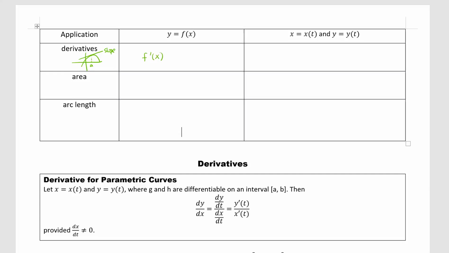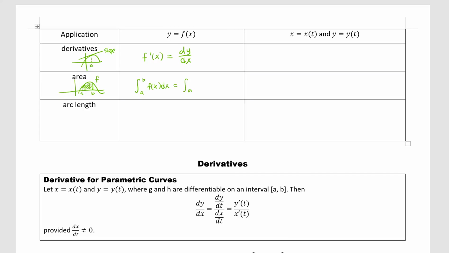Well, f prime of x is dy dx. So that's the derivative formula. How about area? Well, we're talking about the area under a curve. If this is f, what's the area under the curve from A to B? Well, the area equals the integral of, well, how do we do it? You cut it into small rectangles and then you sum them up. That's why you get the integral from A to B of f of x dx.